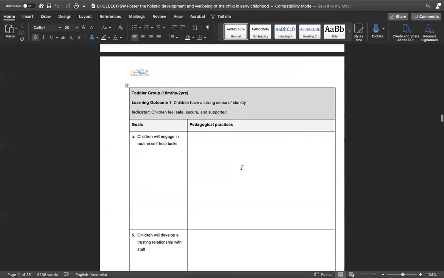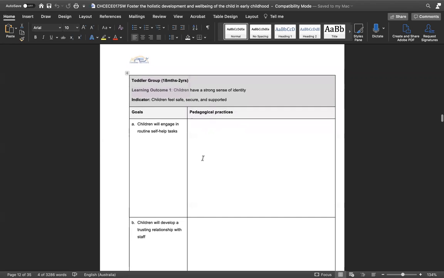So, first and foremost, you need to understand what pedagogy practices means. It's in your textbook, it's in your PowerPoint, Google it, read it, research, know what it means, okay? You can't answer this question correctly until you know what pedagogy practices means. I want you to put some examples here. Okay, but please note up the top, see how it's got toddler group, 18 to 2 years of age, okay?